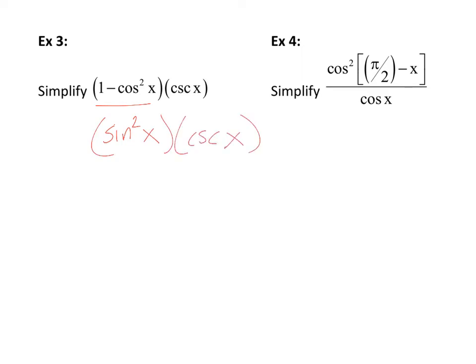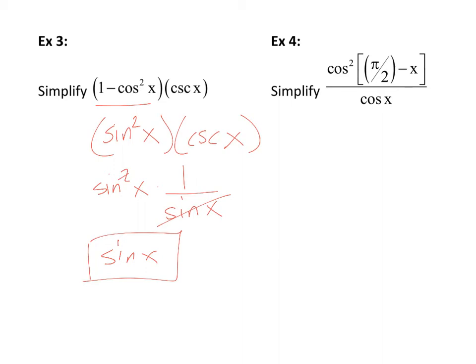cosecant x. Now, sine squared is the same thing as 1 over cosecant squared. Or I could take cosecant, apply the reciprocal identity, and write that as 1 over sine of x. All right, so 1 over sine of x cancels out with the sine on top, so I'm just left with sine of x. Done. All right, on to the next example.